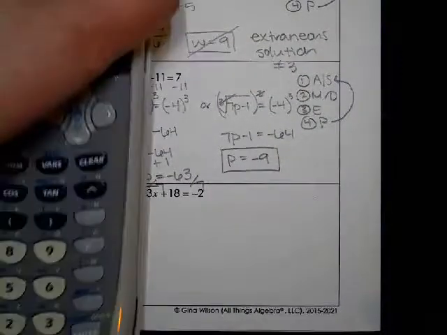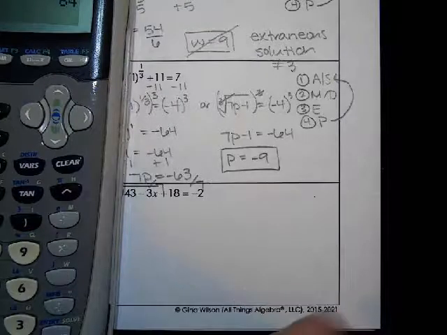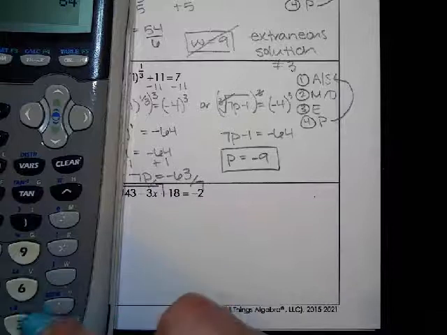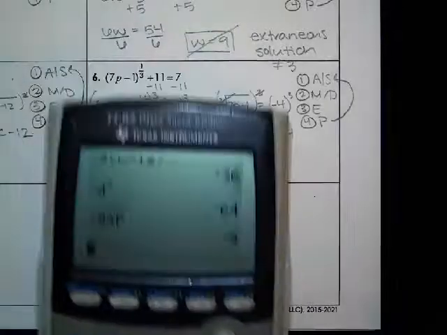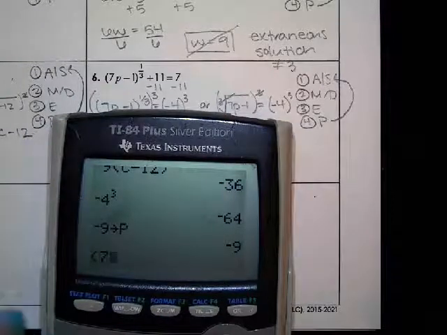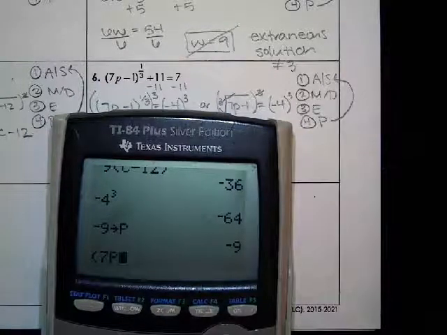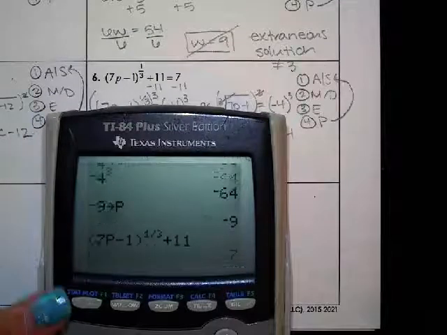So negative 9 stored as P. The letter P is above the 8, so I'm going to say alpha 8. And then to type that problem in, I've got 7 alpha 8 minus 1 to the 1/3 plus 11. I want to make sure that it equals 7. And it does, and so that is a good answer.